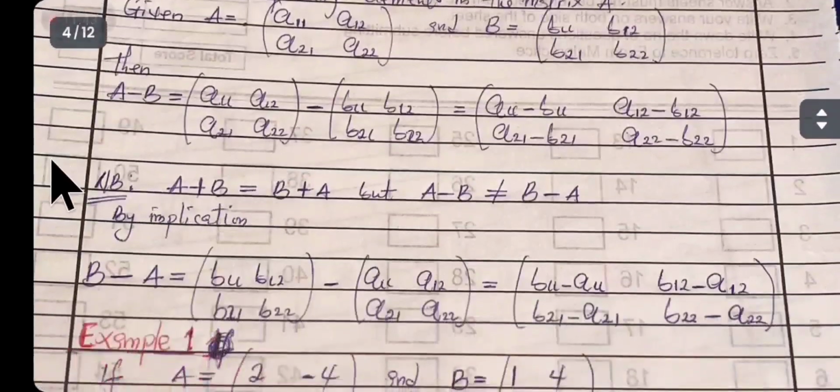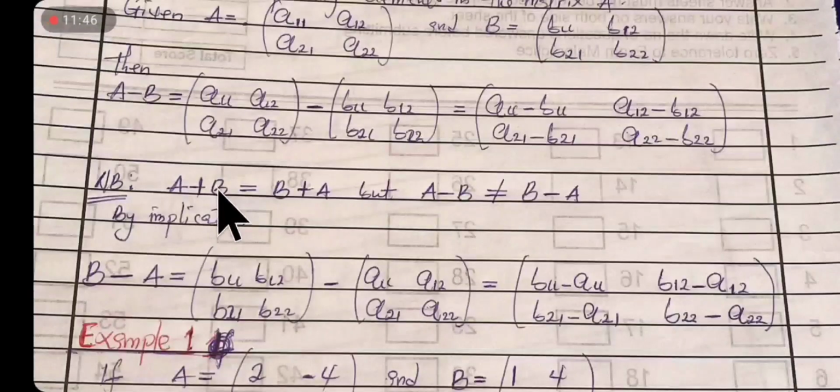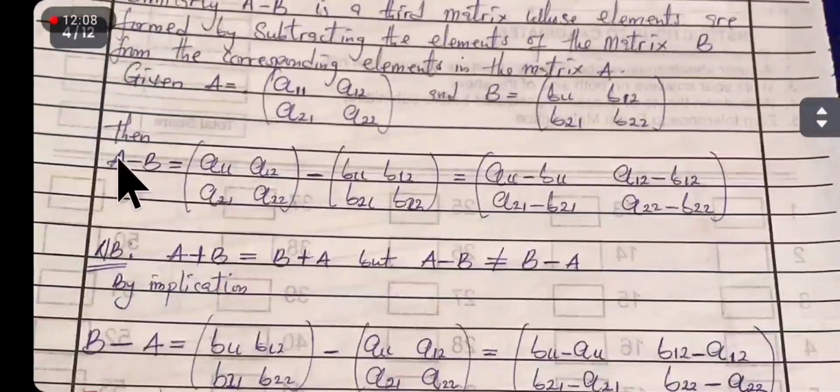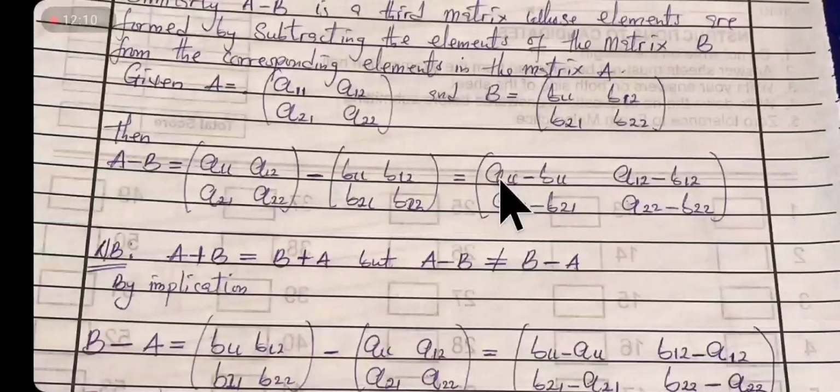Note that A plus B is equal to B plus A. That is commutativity: addition is commutative. But A minus B is not equal to B minus A. By this implication, we have done A minus B, which gives us A11 minus B11 down to A22 minus B22.